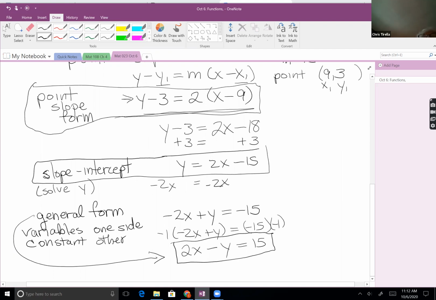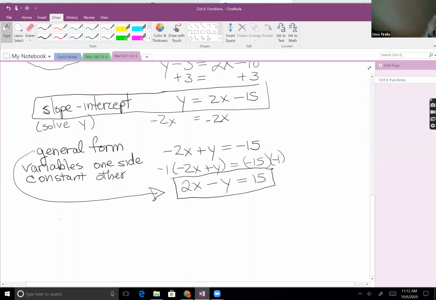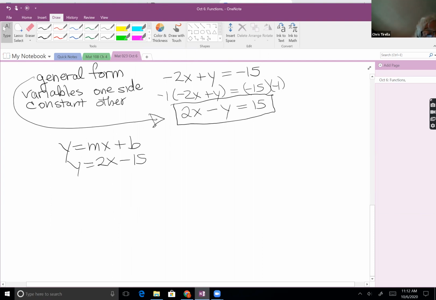Does everybody remember looking at all 3 versions of the equation of a line? I think everybody's favorite is y equals mx plus b. So we'd have y equals 2x minus 15. And when we look at that, we see that the slope is 2, which we had found already.